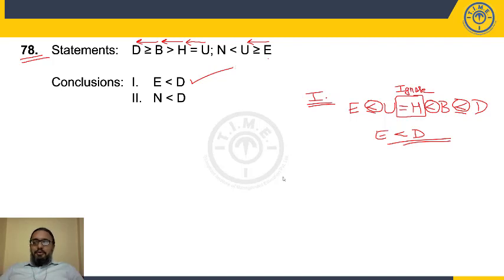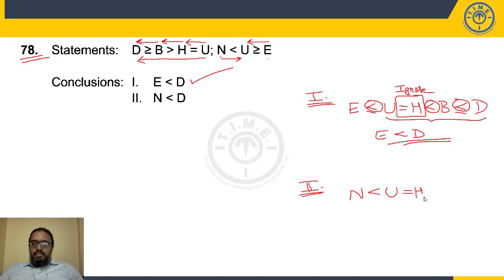Correct? Okay, good. Now coming to the second one, it is between N and D. Now from N, I will have to start. So from N, I'll move in the forward direction. So I'll get N less than U, because less than will remain less than only if you move in the forward direction. Now again from U, you'll have to move in the backward direction up to D. Now I already have a relation from U to D in the earlier conclusion. So I will copy it as it is.